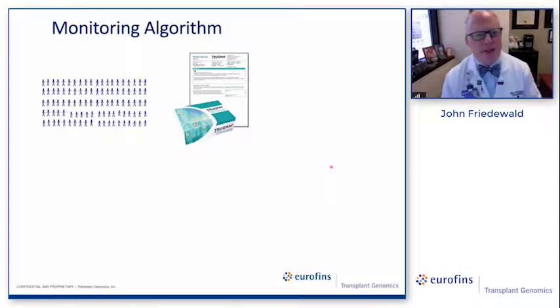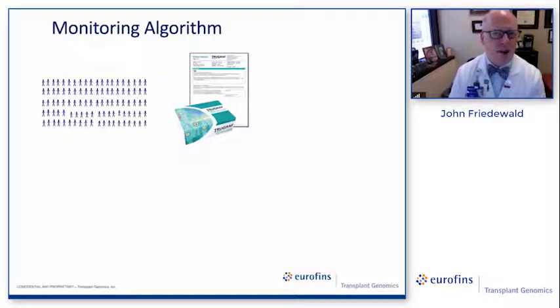So how do we use this test, a monitoring algorithm? You have a lot of patients, and I think of this like a shepherd. You're shepherding your flock, and there are a lot of them. What do you do? How do you monitor them? How do you know what to do? So the TruGraf can help you decide what to do.